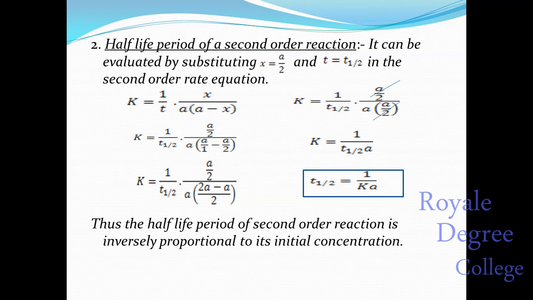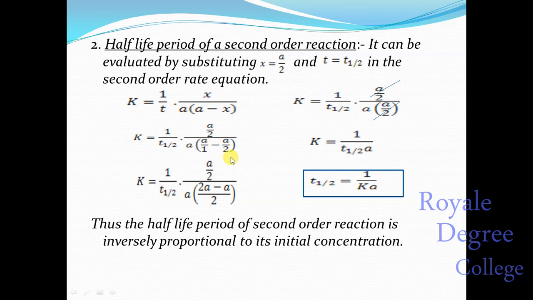Next is the half-life period of a second order reaction. It can be evaluated by substituting x equal to a by 2 and t equal to t half in the second order rate equation. We take the second order rate equation, that is K equal to 1 by t into x by a into (a minus x). Now K equals 1 by t half, in place of x the value a by 2, divided by a, then into a, nothing in the denominator means 1, then minus the value of x, a by 2.